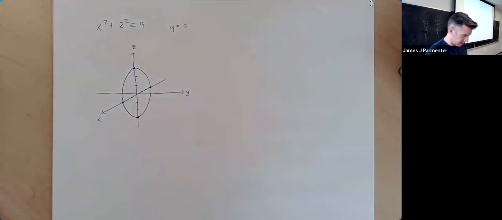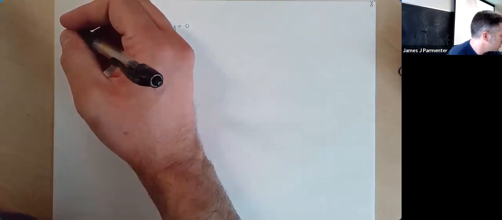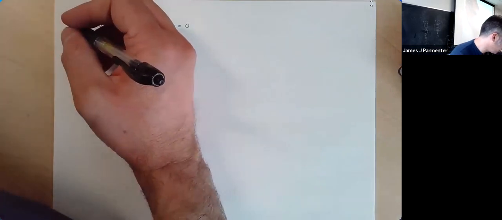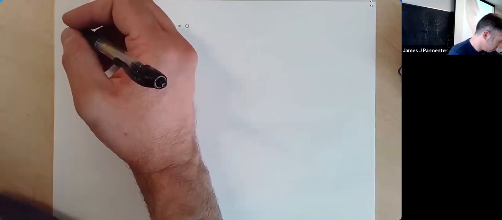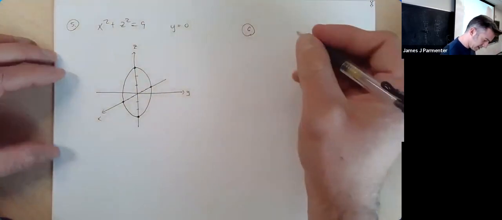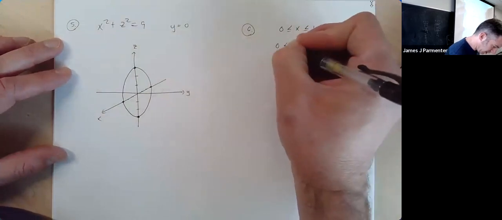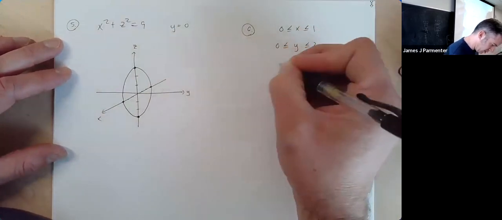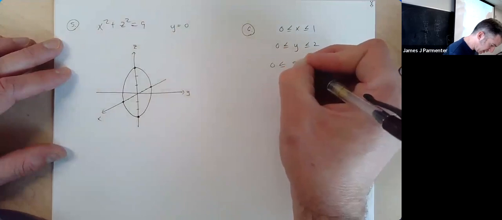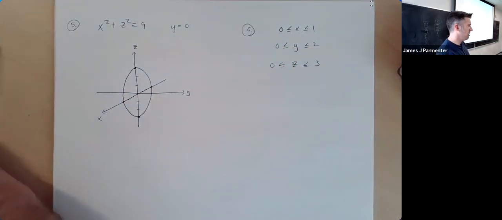Yeah, sure. A couple more things. Let's say I wanted to graph, I had some numbers, just random numbers every once in a while. Let's say we had something like this: 0 less than or equal to x less than or equal to 1, 0 less than or equal to y less than or equal to 2, 0 less than or equal to z less than or equal to 3. That's a lot of points.